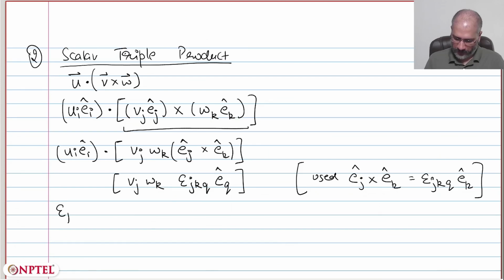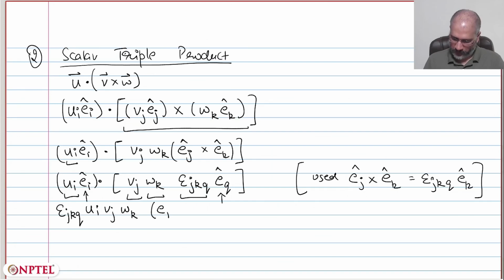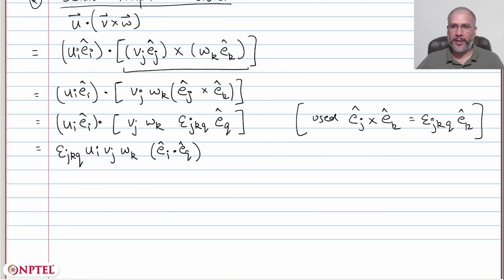We move the epsilon to the extreme left, epsilon jkq, and then we have a vj and wk, but we also have an ui, and ui again is a scalar component, so all the scalars move to the left hand side. So we have ui, vj, wk, and what are we left with? Well, let's complete this. We have used these, so we are left with ei dotted with an eq. So the vector operation we have is ei dotted with an eq, equal to is implied, just to save a step. So what next? Well, we can bring in a delta here, because we have ei dot eq, and that is equal to delta iq.